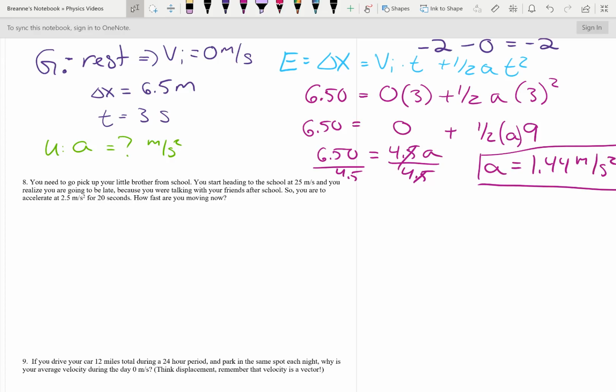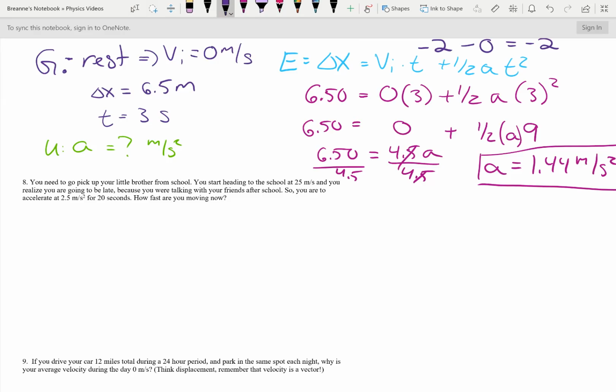So you will need to pick up your little brother from school. You start heading to school at 25 meters per second, and you realize you're going to be late because you were talking with your friends after school. So you are to accelerate at 2.5 meters per second squared for 20 seconds. How fast are you moving now?